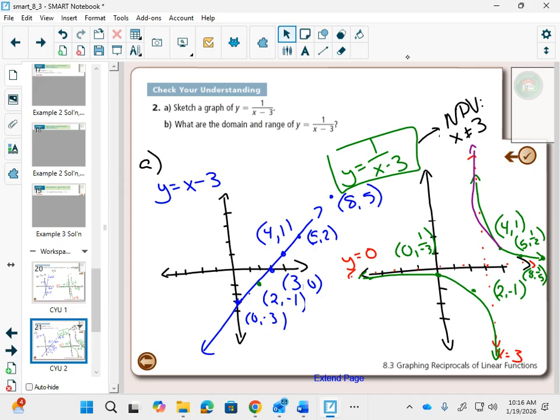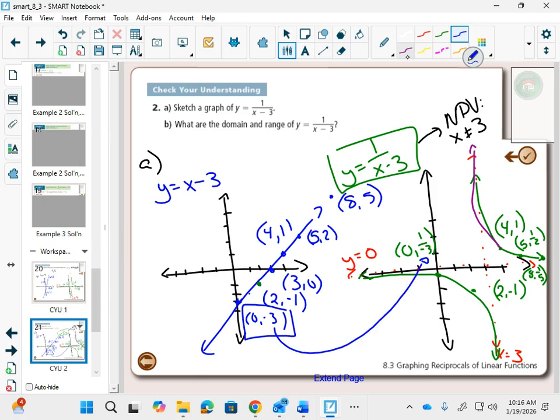Then I can just plug in x values, like what happens when I plug in 0? I get 1 over negative 3. That's how I could find the point, right? I can just actually plug in values, or I can take my original point from the bottom graph and just change my y value to 1 over it. So I had 5 comma 2, now I have 5 comma 1 over 2. I had 2 comma negative 1, now I have 2 comma 1 over negative 1, which happens to still be negative 1. Okay?